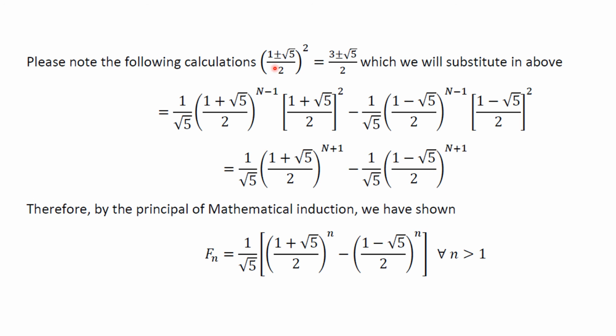And do the calculation. If you take 1 plus or minus the square root of 5 over 2 squared, you get 3 plus or minus the square root of 5 over 2, which is exactly what we need. So we're going to substitute this for the plus and this for the minus in the middle. And now we're going to use properties of exponents. And so the exponent of n minus 1 plus 2 is n plus 1. And the exponent of n minus 1 plus 2 is n plus 1.